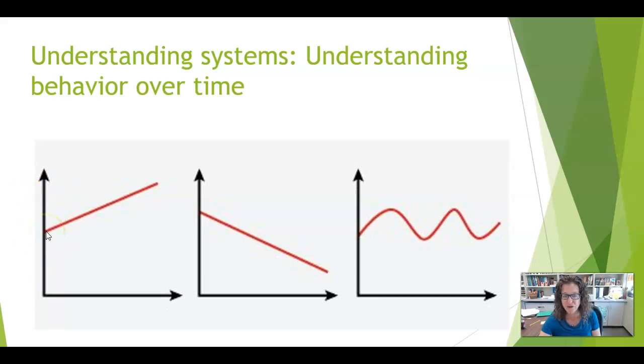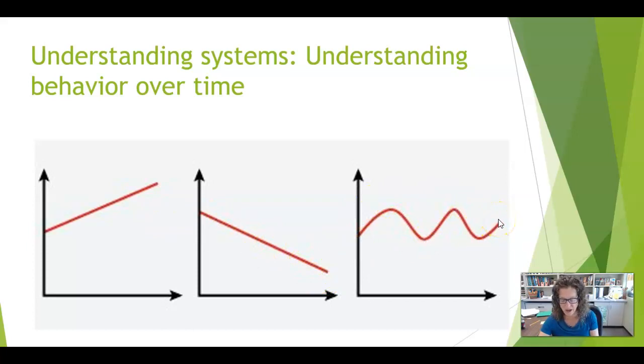By graphing behavior over time, we can see gradual increase, gradual decline, or fluctuations. For example, in the example of the population size, if the number of births in a given time is larger than the number of deaths, we're going to see growth. If the opposite situation happens, if the number of deaths is larger than the number of births, we might see a decline.